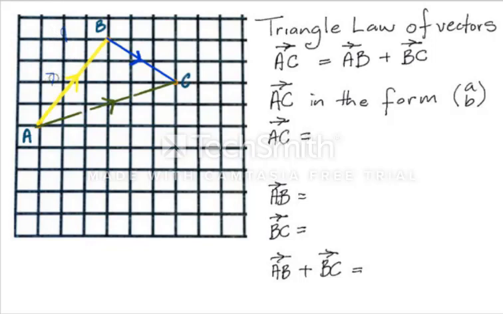Now, the sum of the two vectors can be obtained by completing a triangle. The line that completes the triangle is the vector AC. The vector AC is called the resultant vector. For starters, it acts in the opposite direction. Both AB and BC are going in a clockwise direction, and AC is going in an anti-clockwise direction. According to the triangle law of vectors, the vector AC is equal to the sum of the vector AB plus BC. This is the triangle law of vectors.